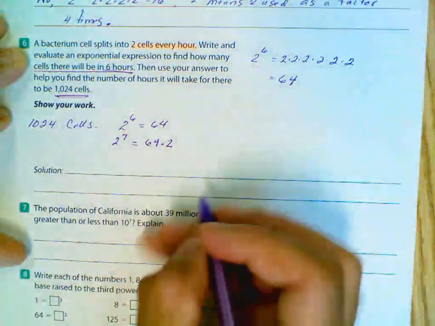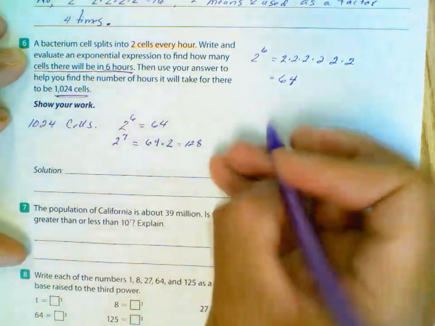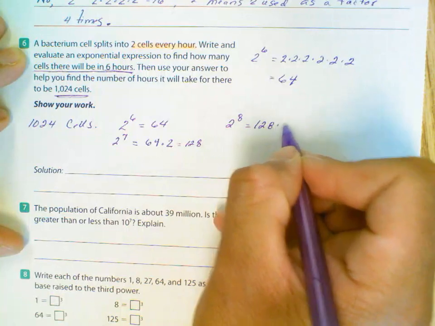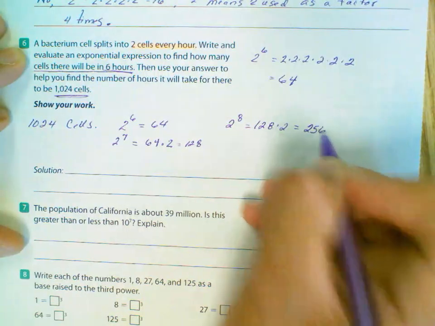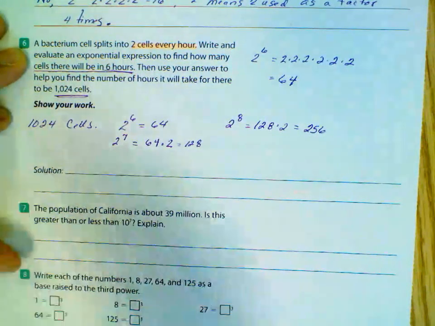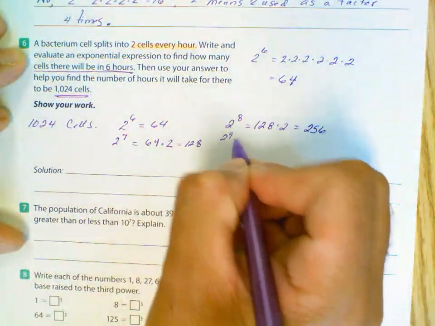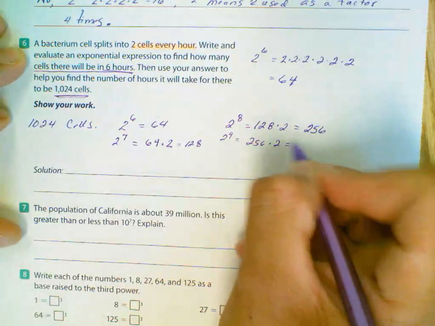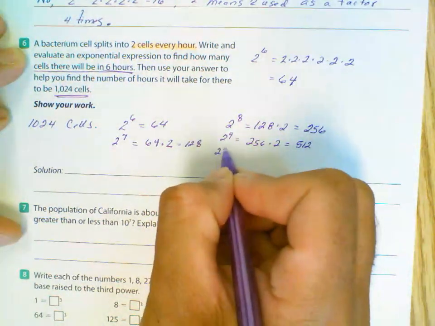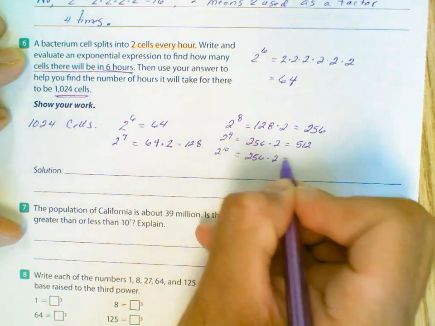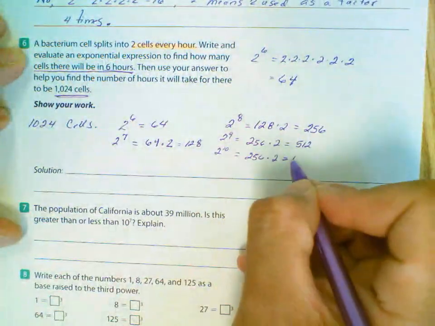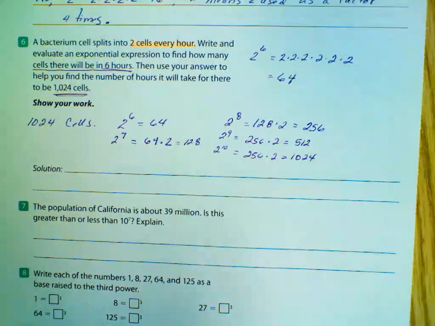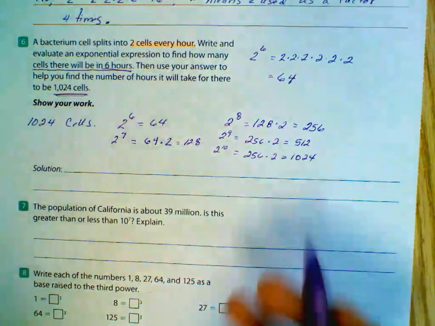So this is equal to 128. So let me add one more. 2 to the 8 is equal to 128 times 2, equal to 256. We are finding that number. And I continue that way. So 2 to the 9 is equal to 256 times 2, equal to, in this case, 512. And then 2 to the 10 is equal to 512 times 2, equal to 1,024. That's the answer that we are looking for. So 2 to the 10 is equal to 1,024.